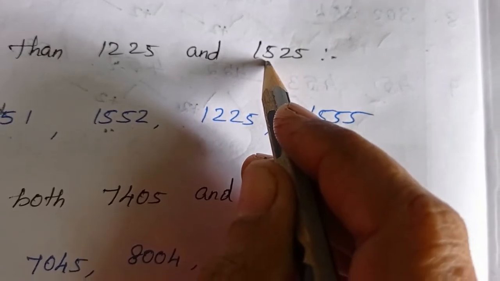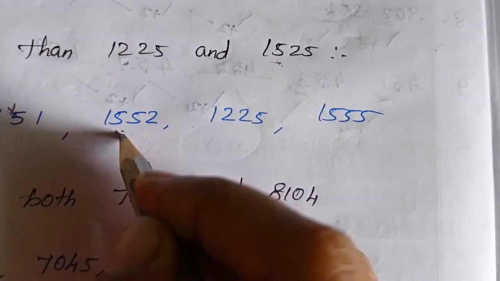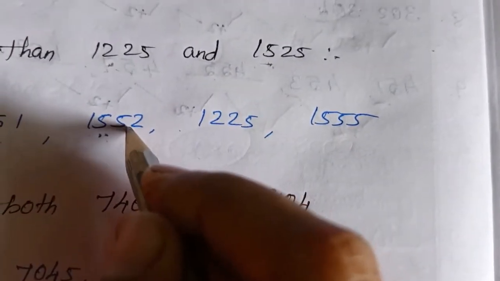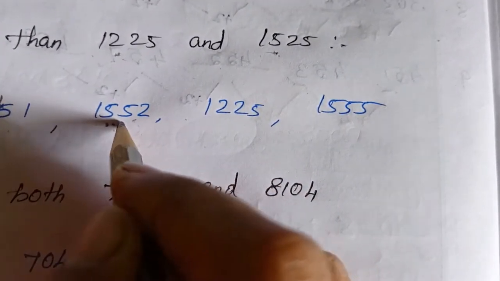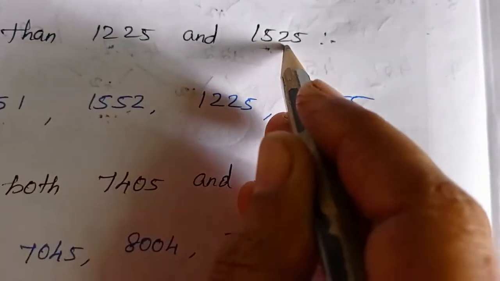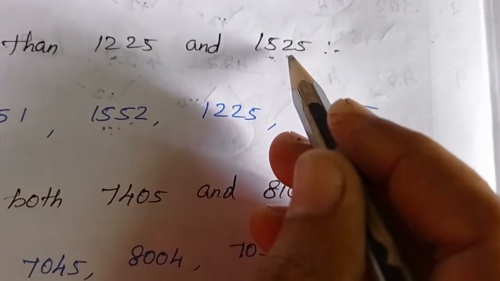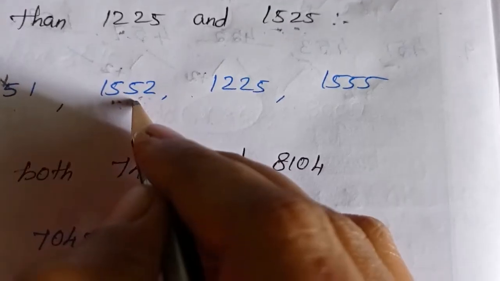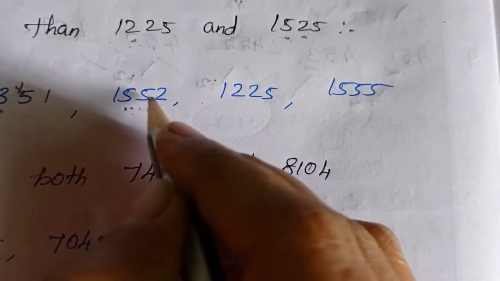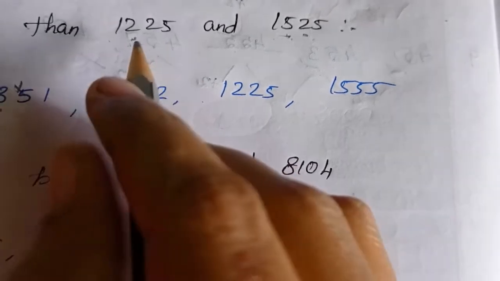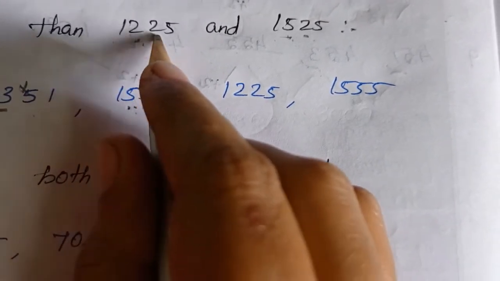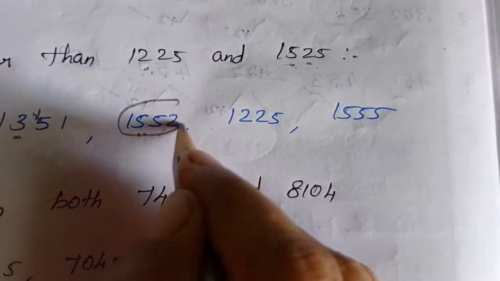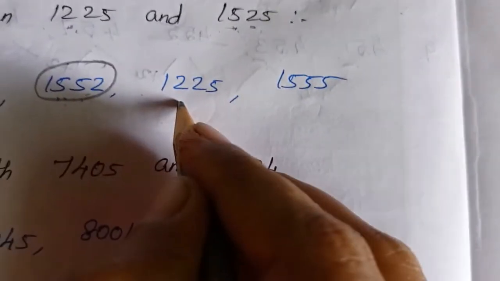Okay, now check the next one. The 100 place value is 5. Here also the 100 place value is 5. So check their tens place value. The tens place value for this number is 5, and the tens place value for the given number is 2. Whether 5 is greater or 2 is greater? 5 is greater. Okay, ma? So 1552 is greater than 1225 and 1525. Okay, children? Now let's check the next one.